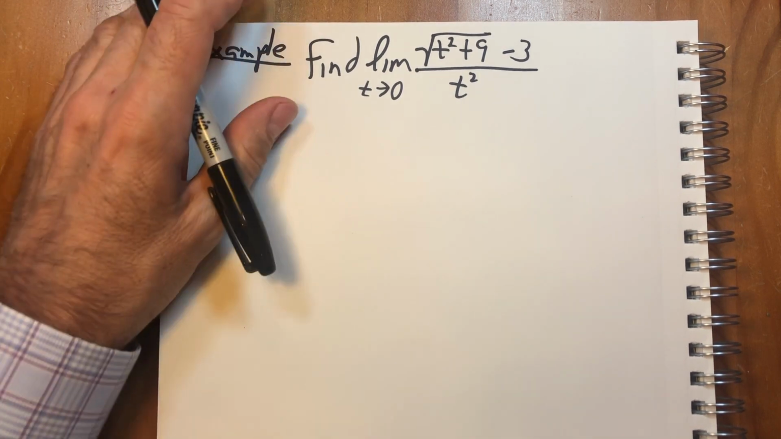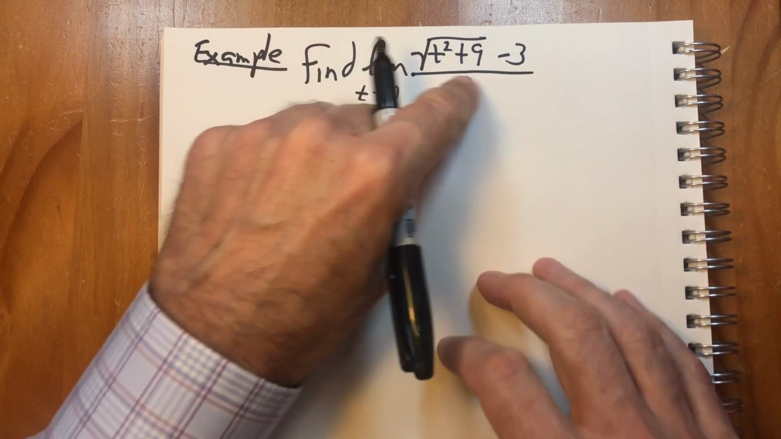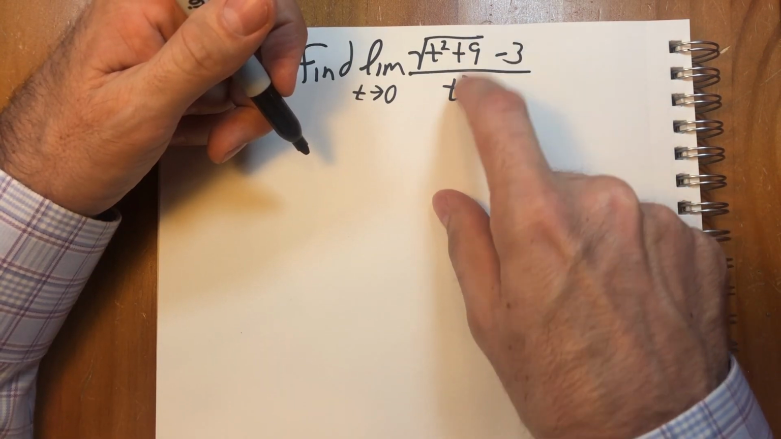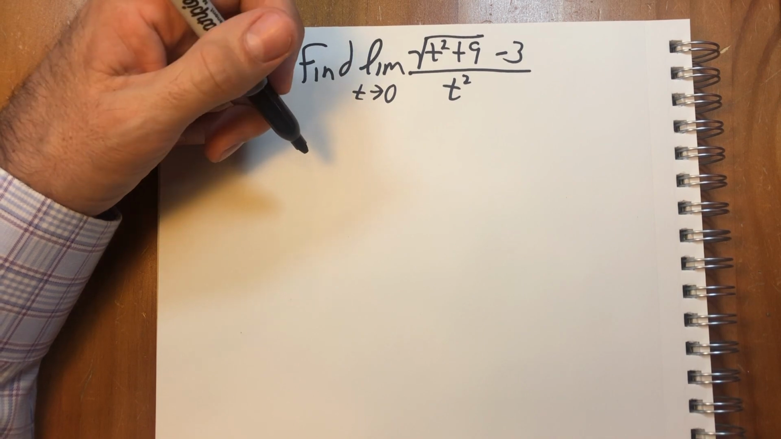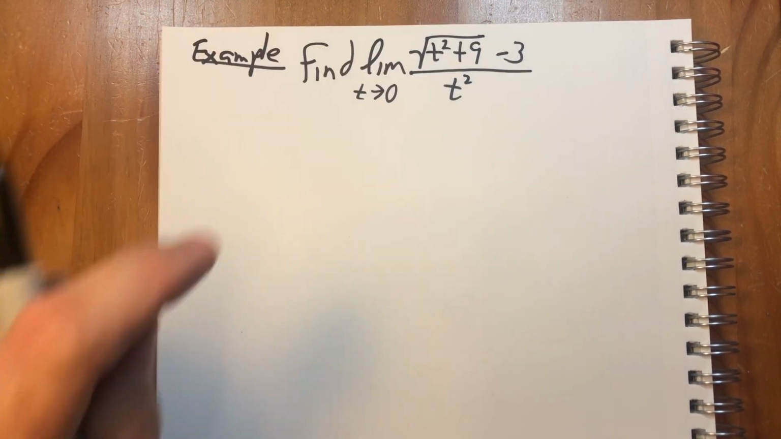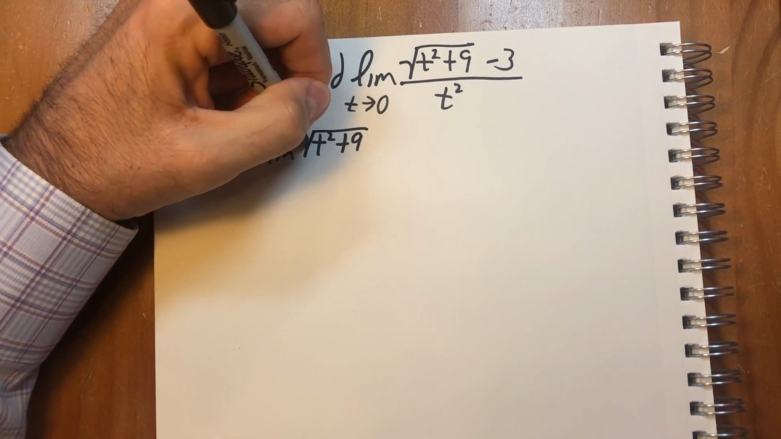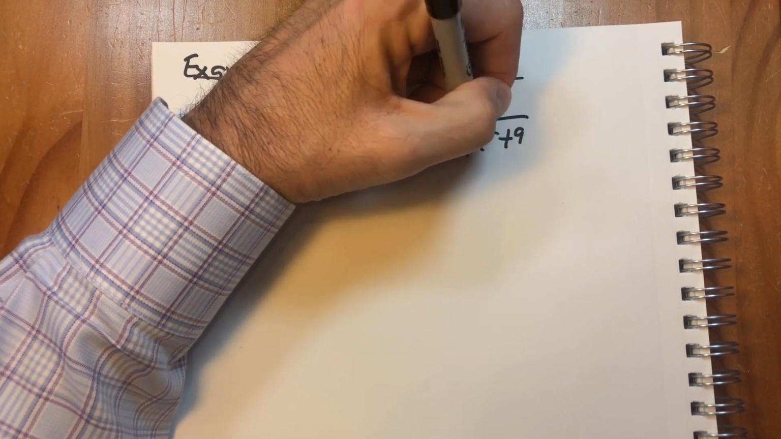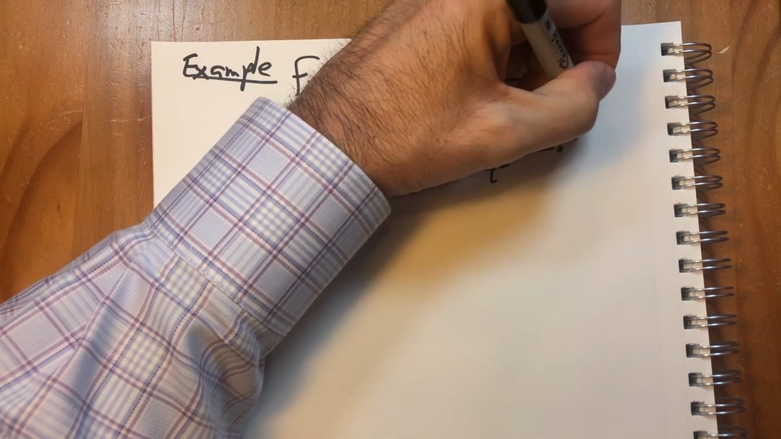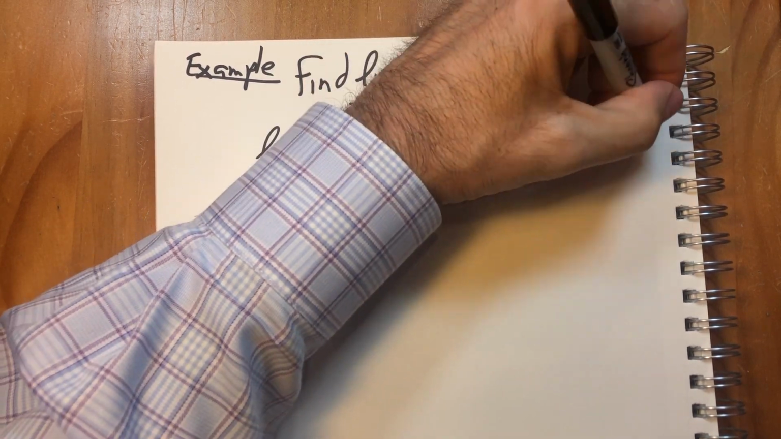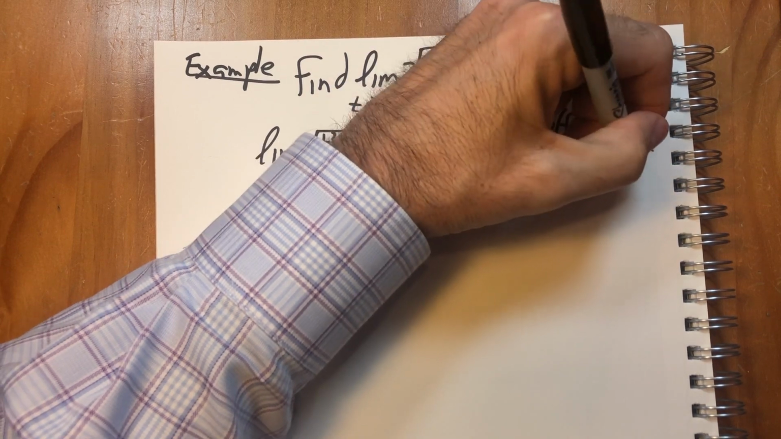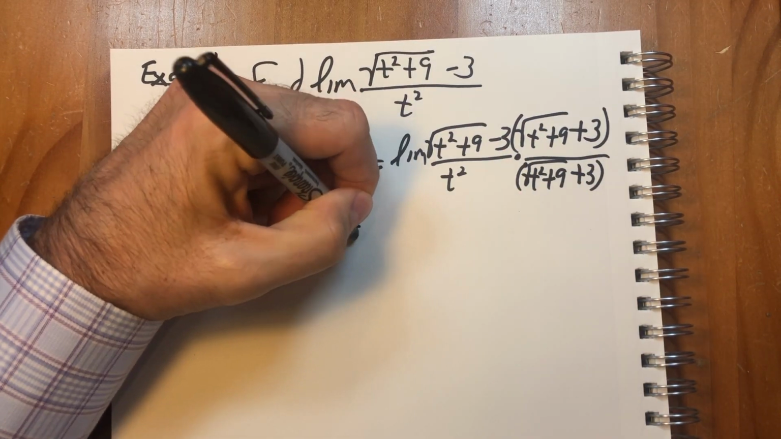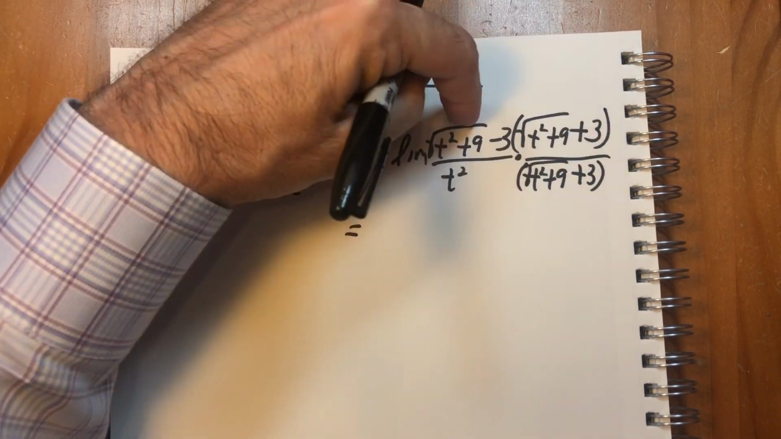So let's try some algebra to get the denominator to be not 0. What we can do is put the radical in the denominator by rationalizing the numerator, and you do that by multiplying by the conjugate here. So we have the limit as t approaches 0, and we're multiplying by the conjugate of this one, and we end up with the difference of two squares.